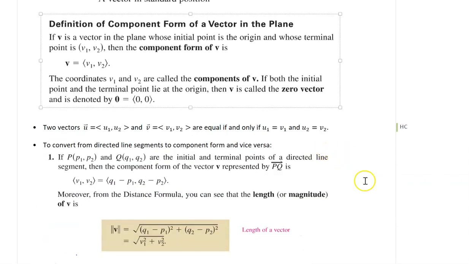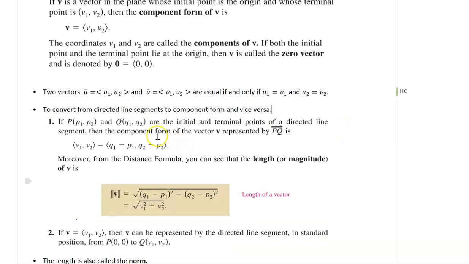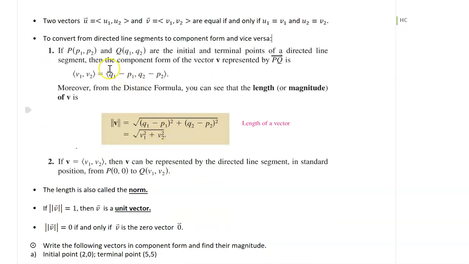And if you want to find those points, basically, we know that two vectors are equivalent if and only if U1 equals V1 and U2 equals V2. If we want to convert to an equivalent vector in standard form, all you have to do is subtract, but the order matters because you want to take the terminal point and subtract the initial point from it. So V1, V2 would be Q1 minus P1 and Q2 minus P2.